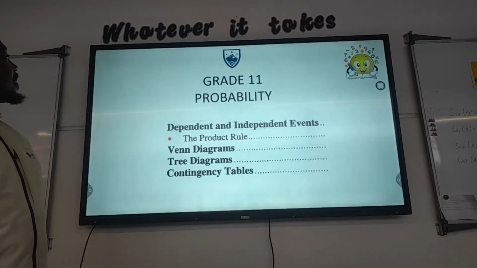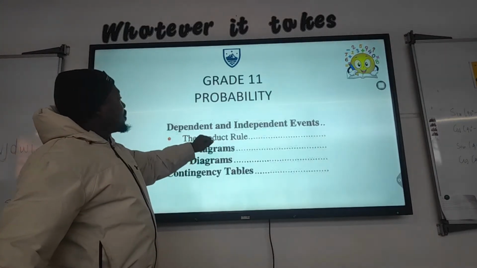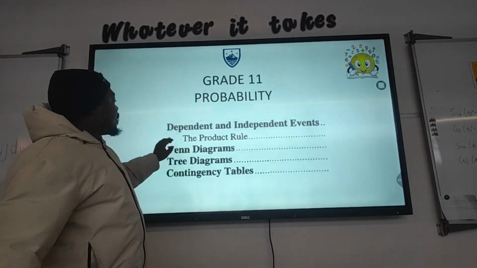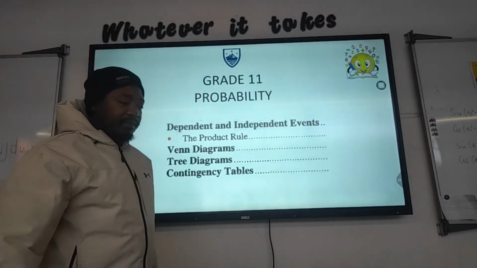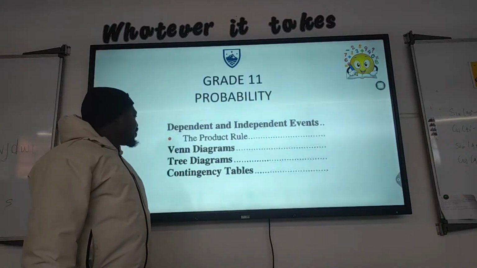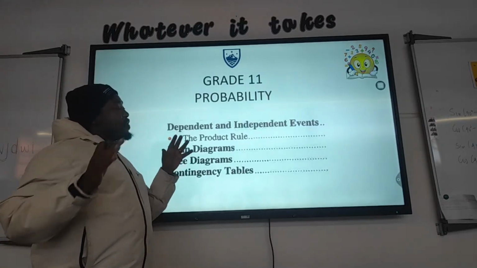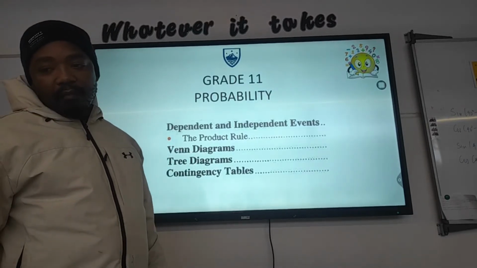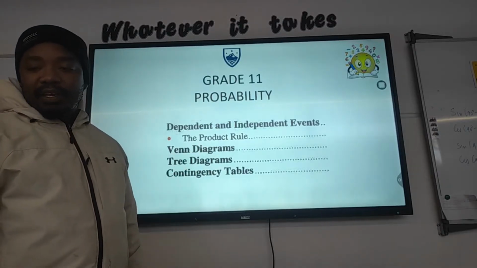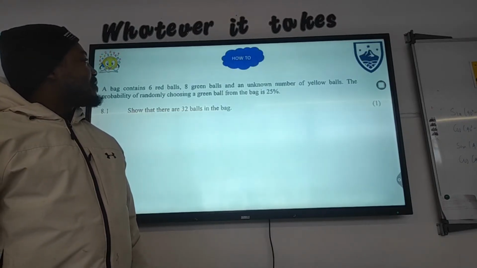So in grade 11 we are going to be implementing independent and dependent events using the product rule. We'll also be revising the Venn diagram, and then we'll also be doing possibilities of T diagrams and a few contingency tables so that we can be prepared for probability in general. It's going to be very quick because it's a very simple topic. I just want you to remember what is needed at every time.